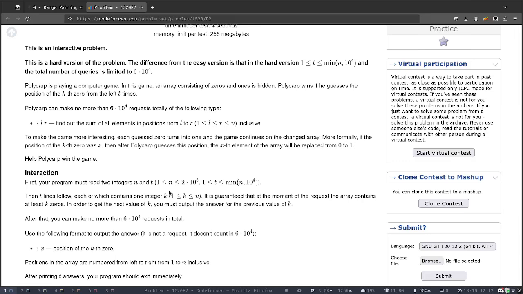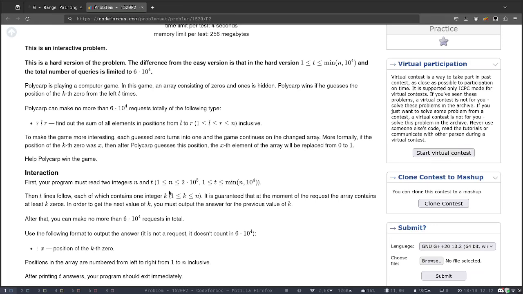Maybe ask for the number of zeros in the entire array. Okay, if the number of zeros is, let's say, 2k, I think it's not helping so much. But of course this is a single query, so okay, let's do it just in case. It cannot hurt.